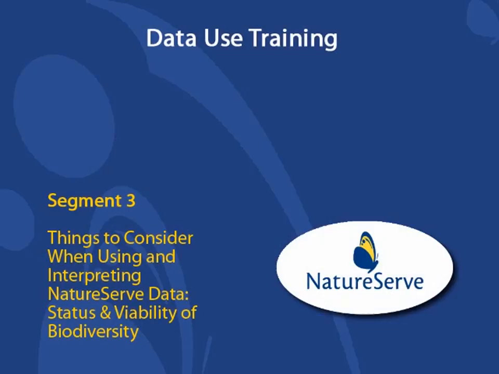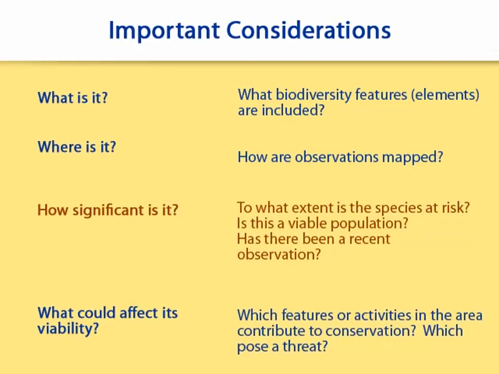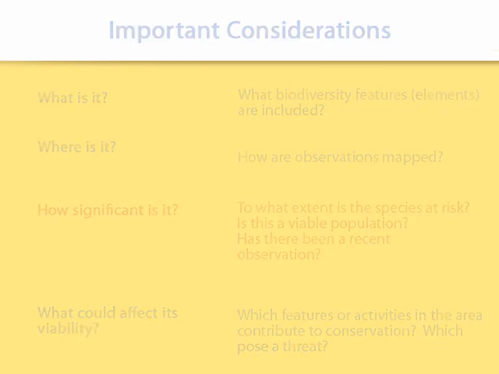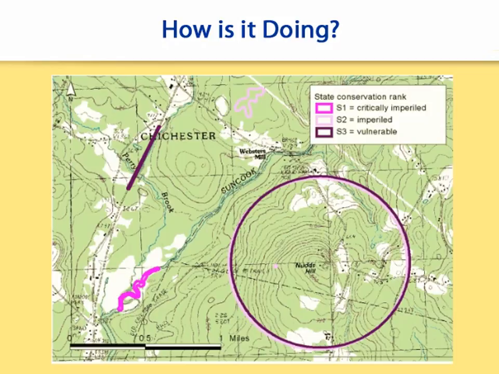Let's continue looking at some background information on what you need to know when using NatureServe data. We've looked at the what is it and where is it considerations in segment 2. Now let's look at relative importance or significance. In maps of NatureServe species, legends can of course be used to indicate conservation priorities. At the subnational level, in this example, the highest priority would be the brook floater mussel at the lower left, which is critically imperiled.